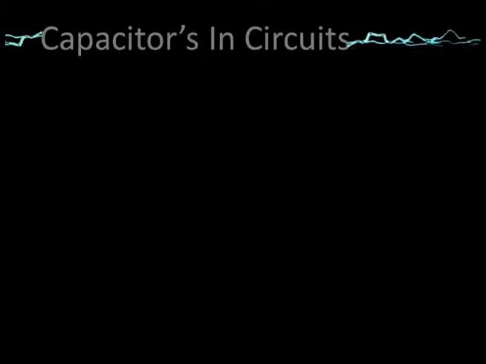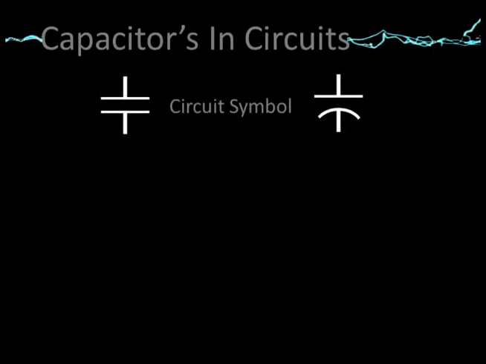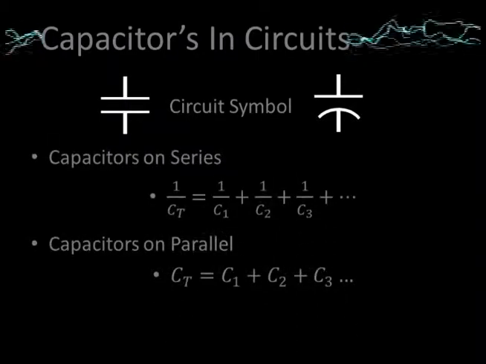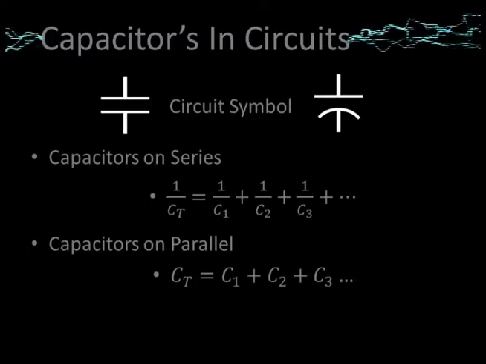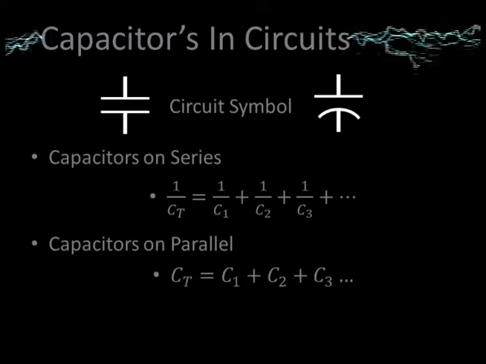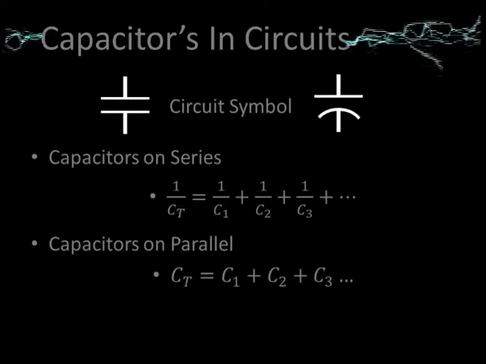Capacitors in circuits are represented by one of the following two symbols. When multiple capacitors are connected in series, the total capacitance is equal to 1 on the capacitance of the first plus 1 on the capacitance of the second, and so on. While capacitors in parallel are a lot more simple, with the total capacitance equal to the first plus the second plus the third, and so on.